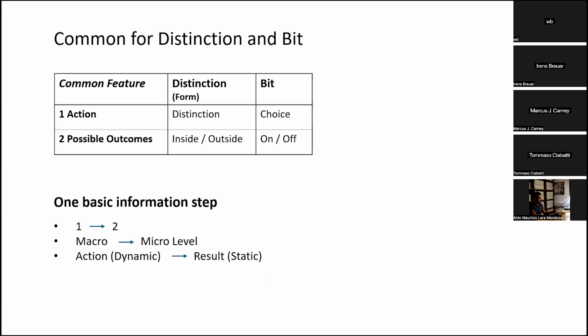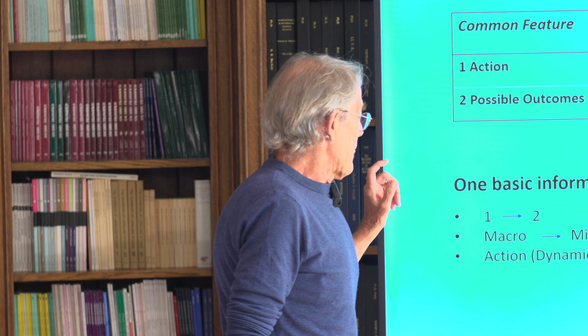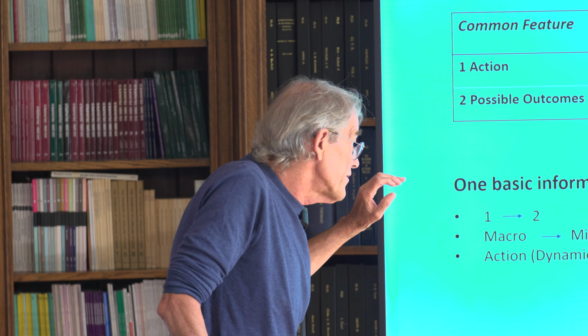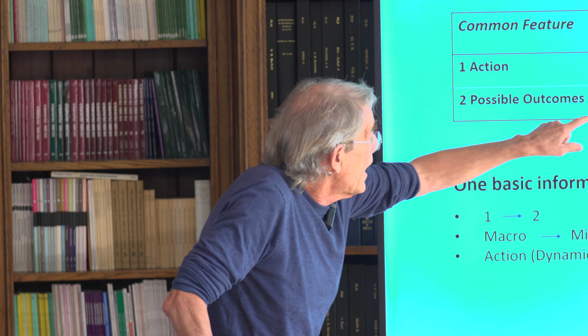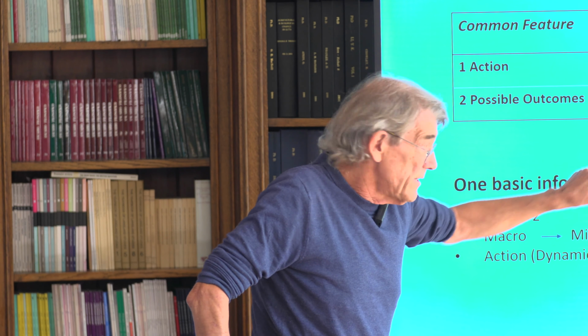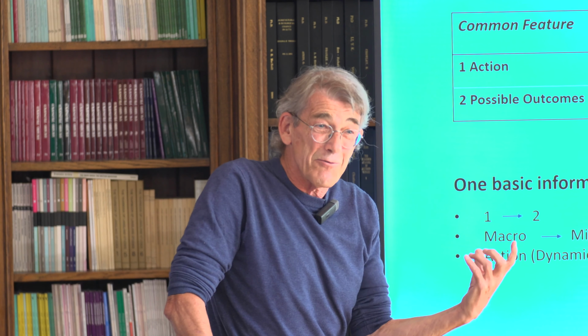I come now closer to the end. Common for the distinction, as I told, is the choice of the bit, choice of true. And the distinction is also an action. Both actions can have just two outcomes, because they are very, very basic. Just one action and two possible outcomes. So we have one basic information step from one to two, from macro to micro, because the outcomes are on a very basic micro level, just two.